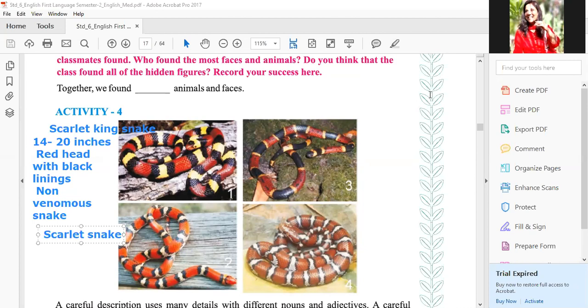Now, the third one, this one. अब ये बहुत important है. This is the Texas coral snake. What is the name of the snake? Texas coral snake. And you know, guys, this snake is very poisonous. बहुत poisonous है. Highly venomous snake. Very poisonous. ठीक है?